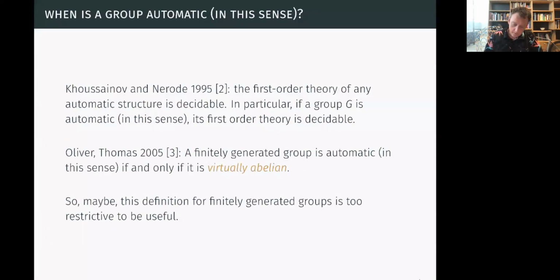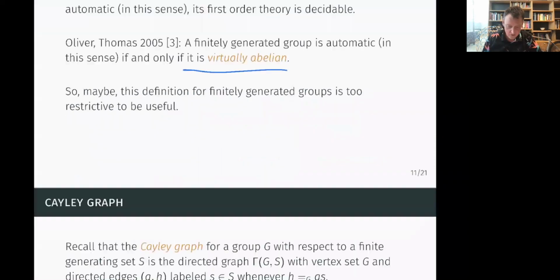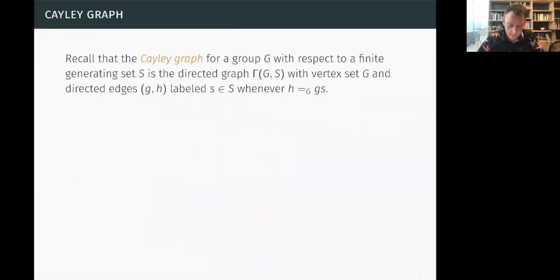However, even more saddening, perhaps, is that Oliver and Thomas proved that a finitely generated group is automatic, in the sense that we had above with that structure, if and only if it's virtually abelian. So it's too strong to capture a whole lot of groups, okay? So maybe it's too restrictive. So here's something that Kruengthomya and other co-authors did.